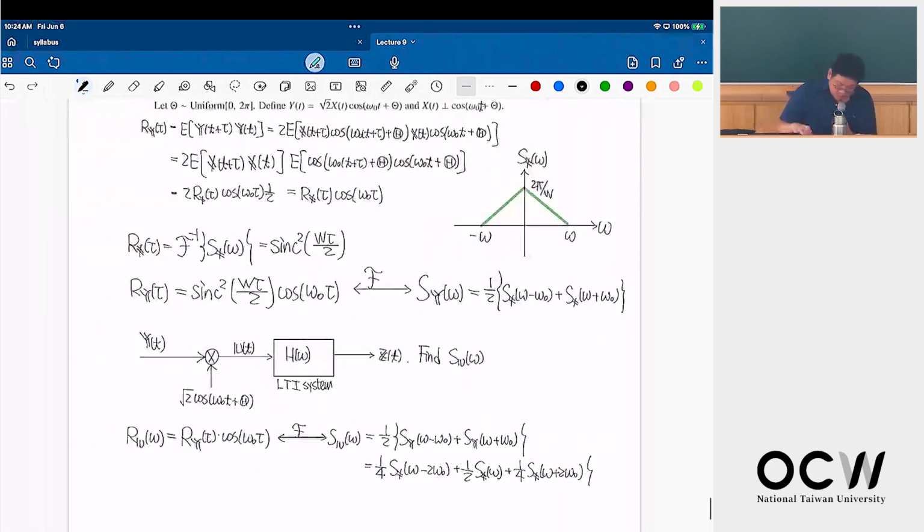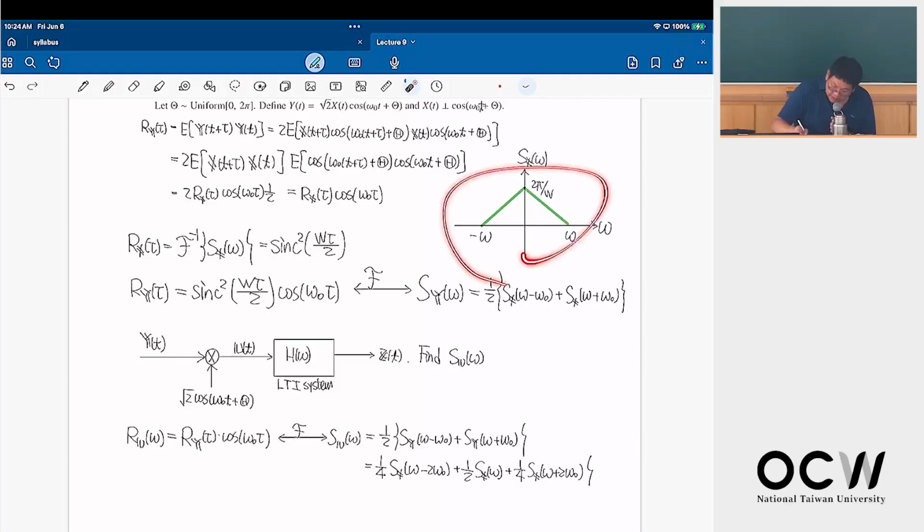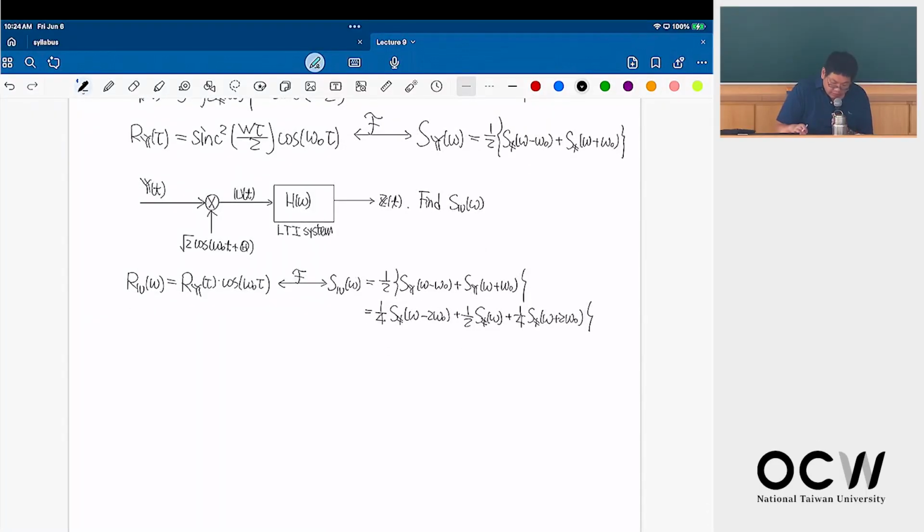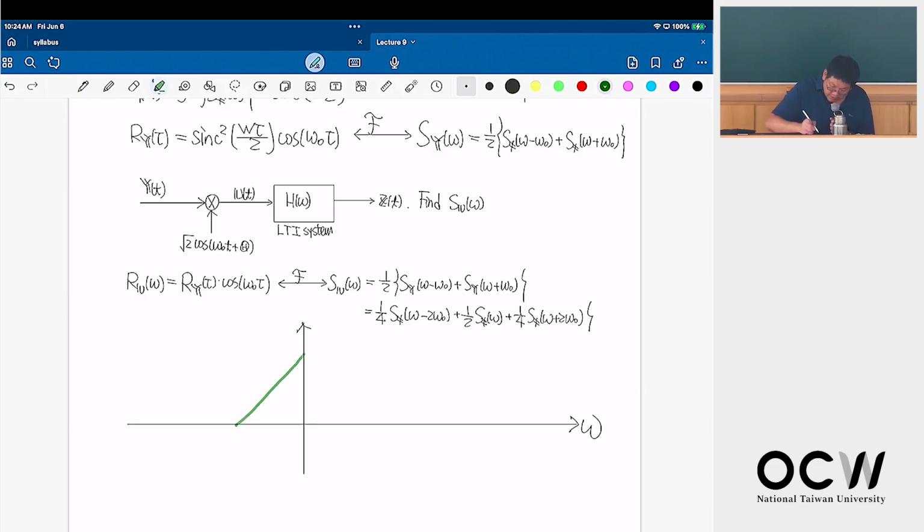So in the beginning, that's my spectrum, but I will shift to the left and shift to the right. Then it becomes, and then the magnitude will be half of that. So this is my original one. And then I shift to the right and the left. And then the magnitude is half of it.